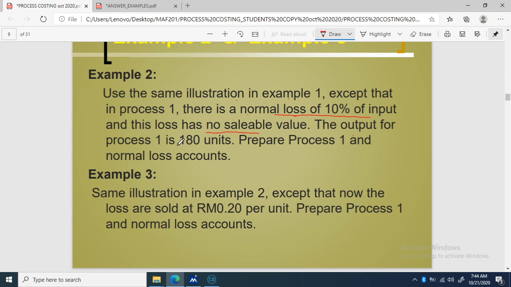So the output of process 1 is 180 units. The input to process 1 is 200, so the normal loss will be 10%. From 200, you get 20, so your output will be 180. So 200 input minus losses of 20, output will be 180. Input 200, output 180. So how do we prepare the process account? You are required to prepare the process 1 account and the normal loss account.